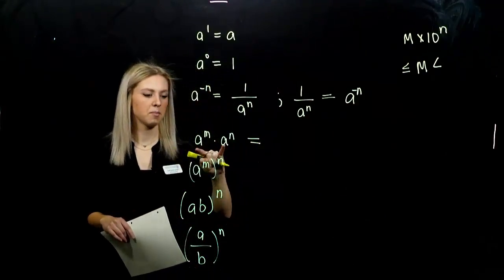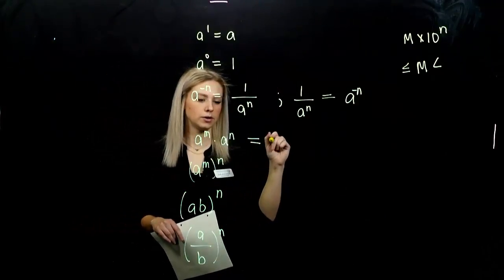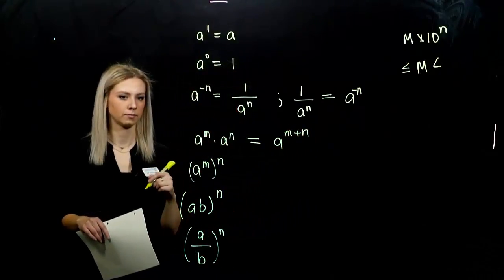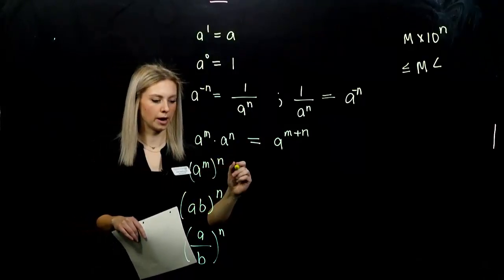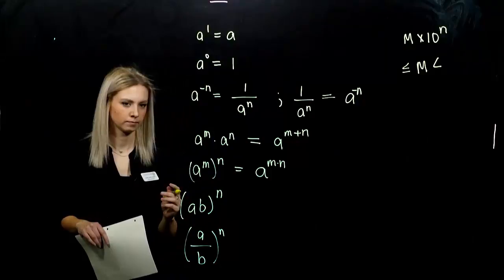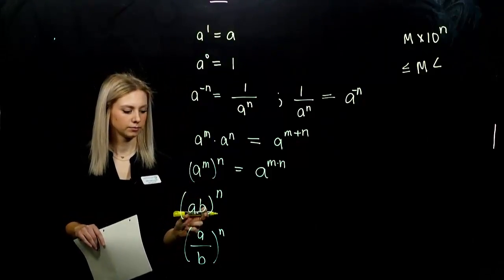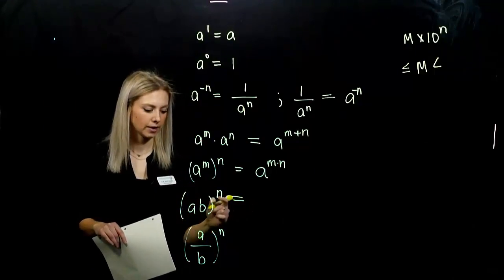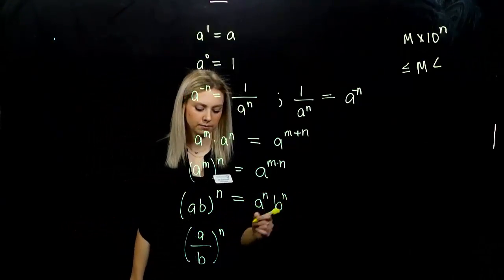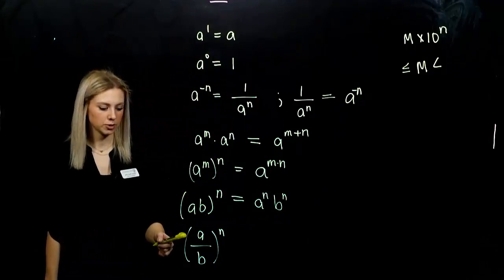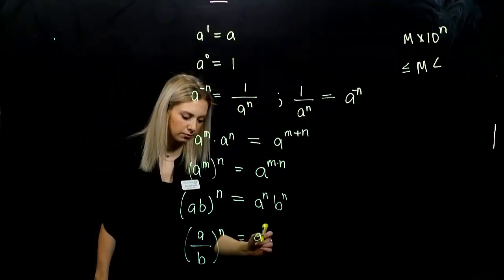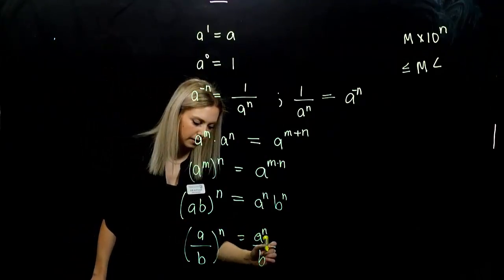When we have same base and multiplication, what do we do with those exponents? Add them. When I raise a power to a power, what do I do with the exponents? Multiply them. If we have a product that I'm raising to a power, I have to distribute n to both. I have to give it to A and to B. Similar story if we're dealing with a fraction. Again, giving it to the top and distributing through. Giving it to the bottom and distributing through.